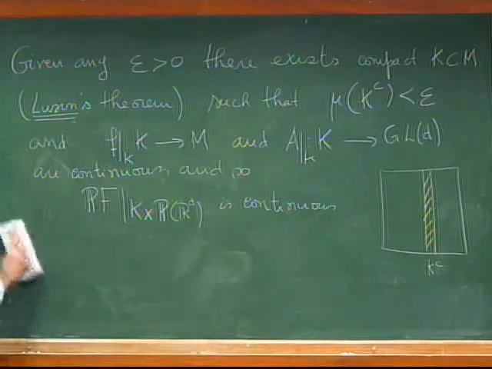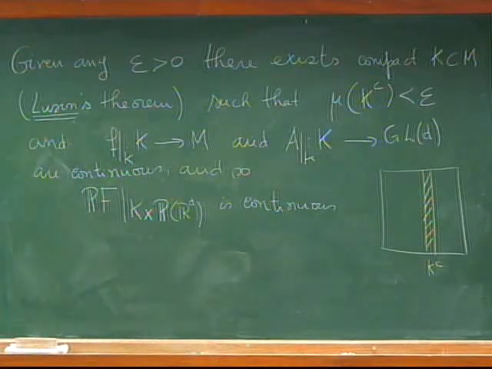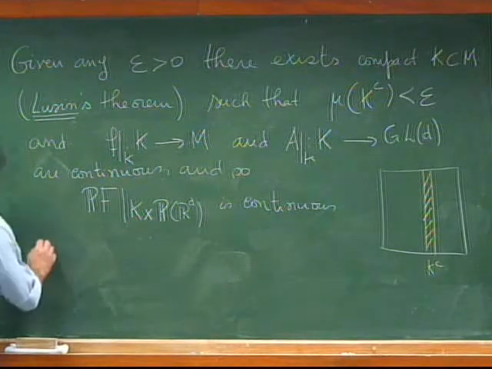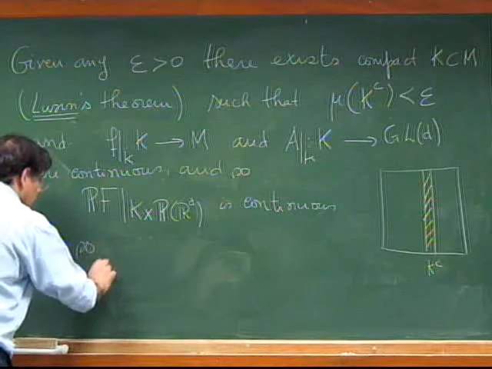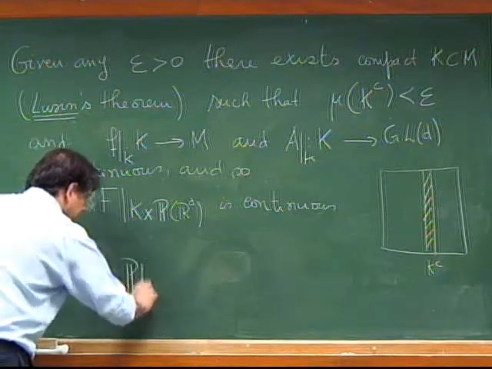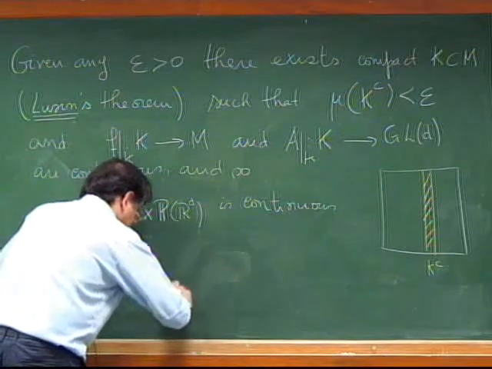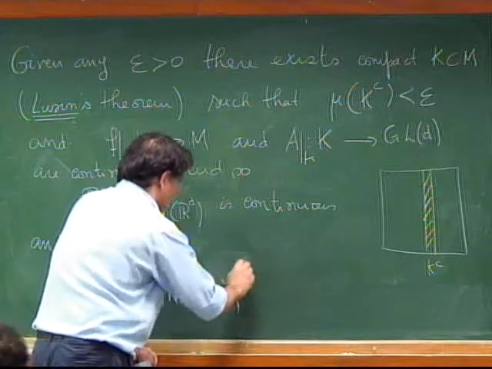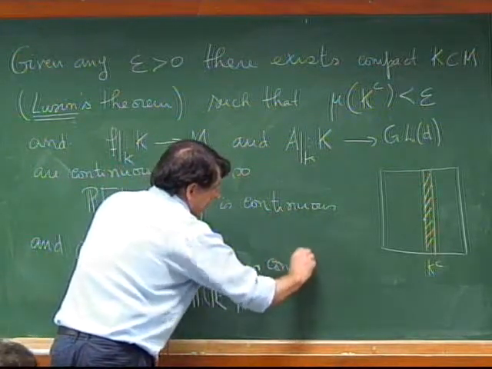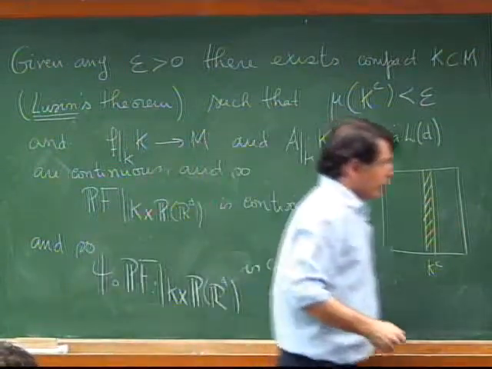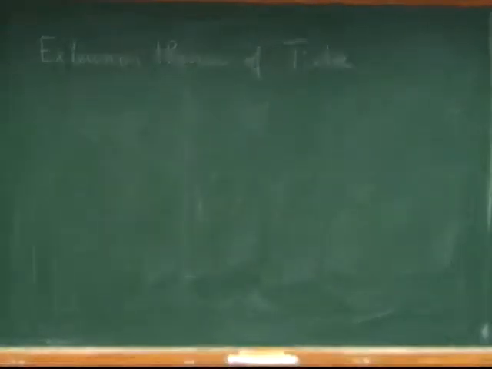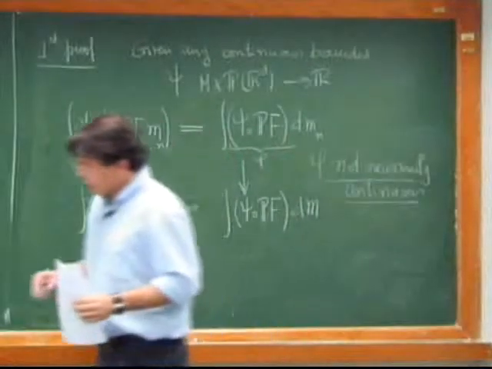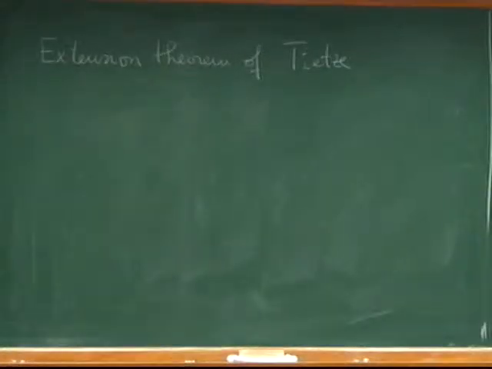Before I do this, so this function is continuous. And so psi composed with this, restricted to k, is continuous. Okay, so my problem was that this composition is not continuous in general, but I've shown that we can always assume that it is continuous on 99% of your space.